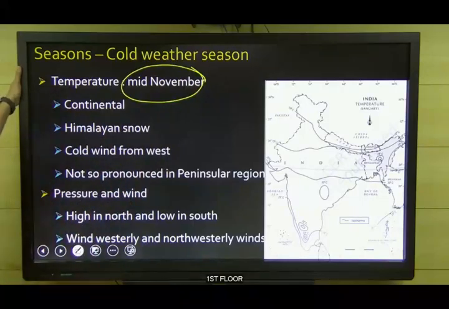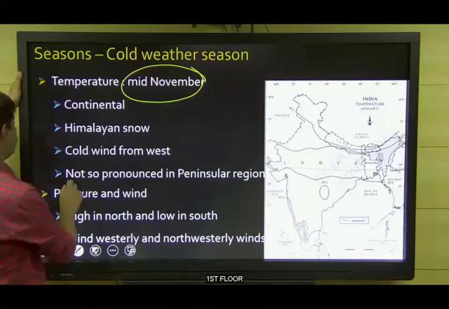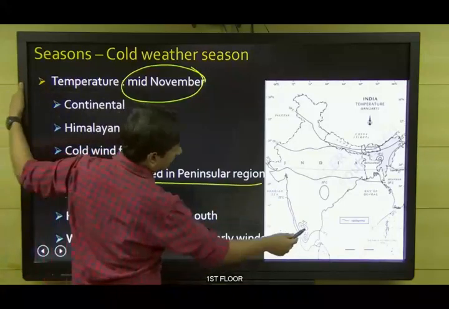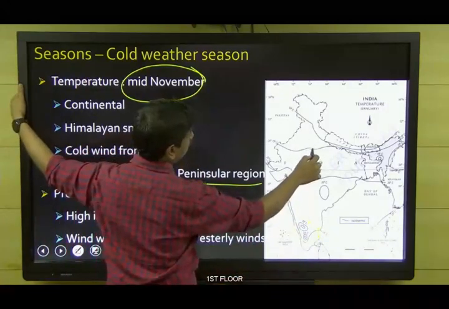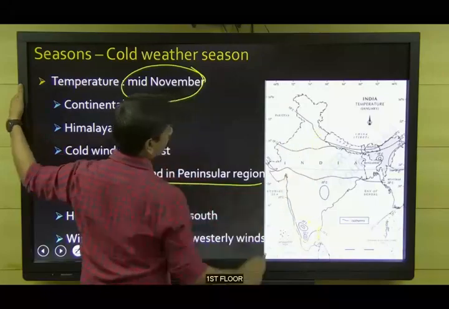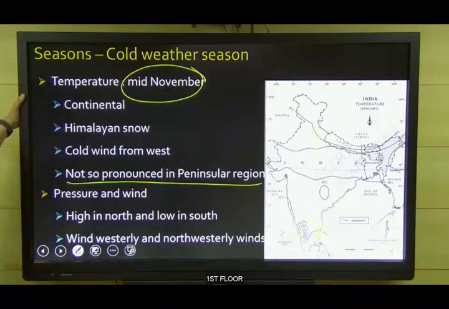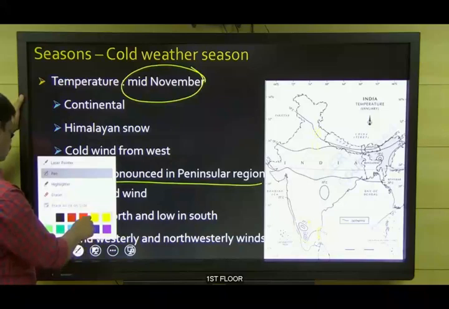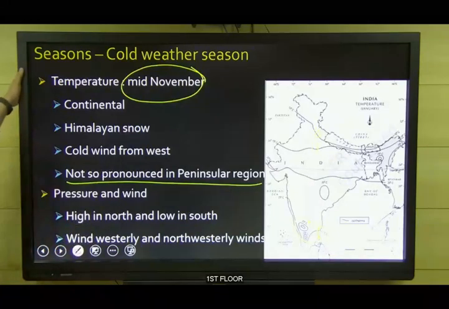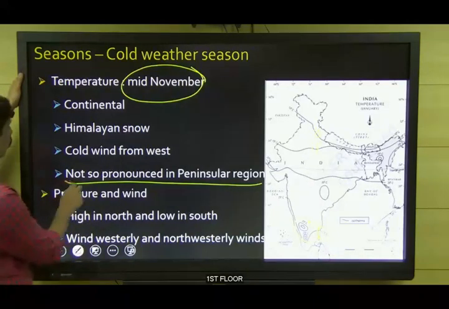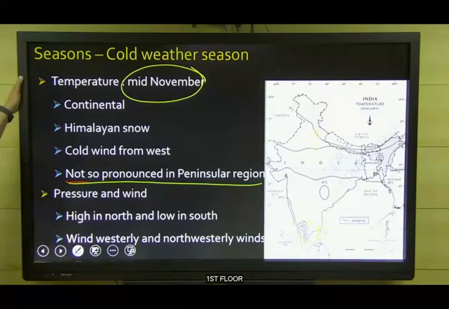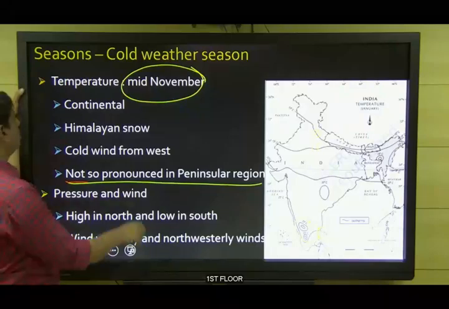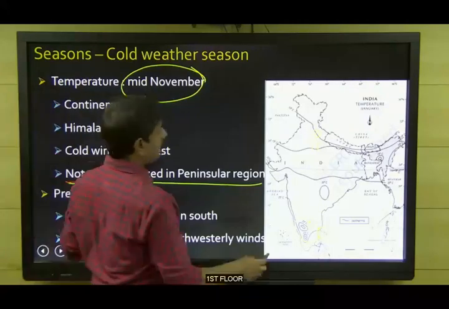Here, during the cold weather, the southern peninsular region is moderate. See here again, 20 degrees centigrade, 25 degrees centigrade, but in the north it reaches up to 15 degrees, 10 degrees and all. North India and Central India reach these lows, but it is not so pronounced in peninsular India due to the moderating effect of the sea.